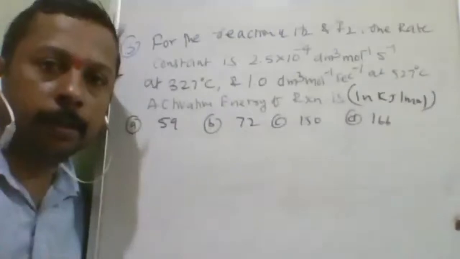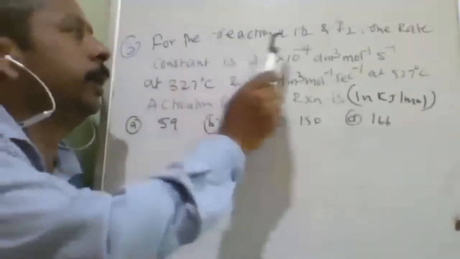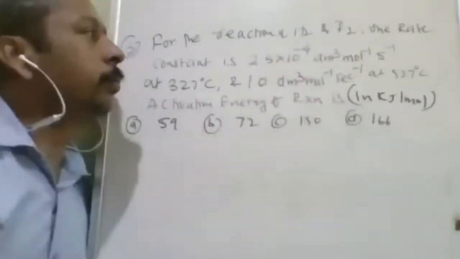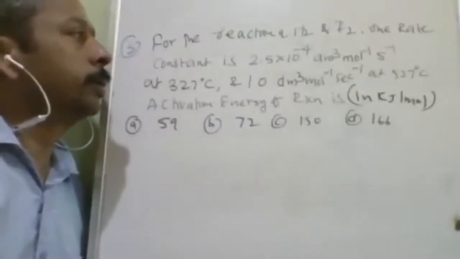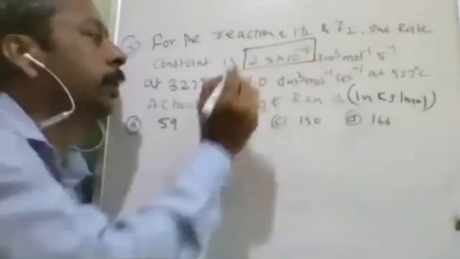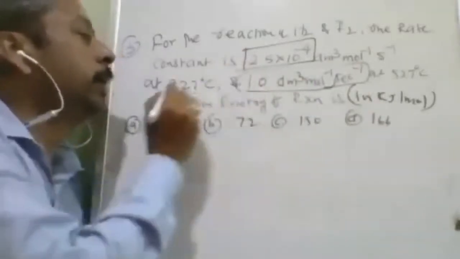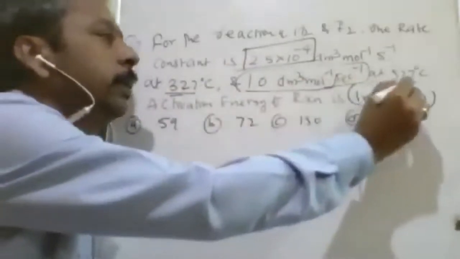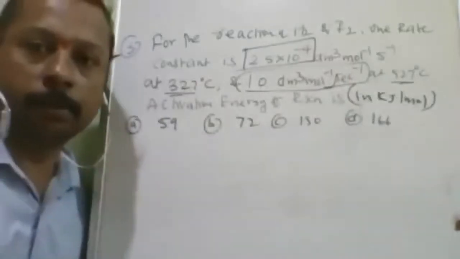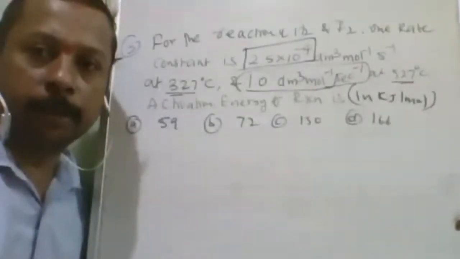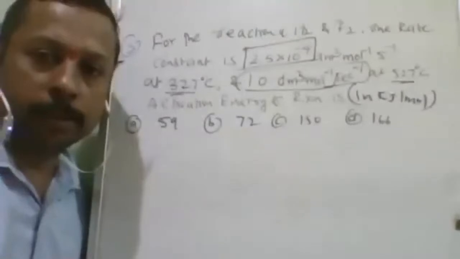Okay, here is the question I am explaining, for the reaction between H2 and I2. There are two rate constants, rate constant 1 and rate constant 2. This is at temperature 327, and this is another temperature, 527. At two different temperatures, two rate constants are given.